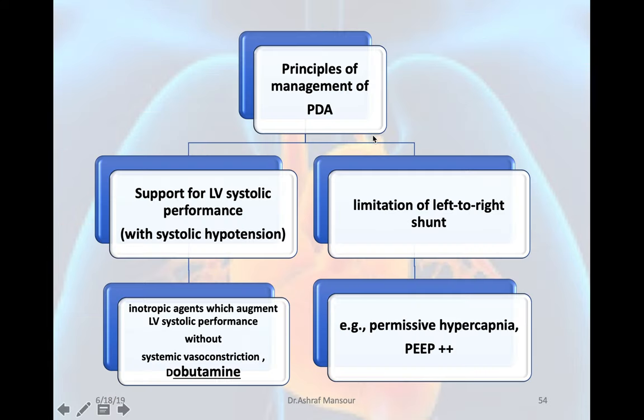So the principle of the management of the PDA is either support for the left ventricular systolic performance, with systolic hypotension, by giving an inotrope agent with augmentation of the left systolic performance, and we can start with dobutamine, or limit the left-to-right shunt from the start by increasing the PEEP of CPAP or the PEEP of the mechanical ventilation, increasing the MAP of ventilation, and you can maintain permissive hypercapnia.